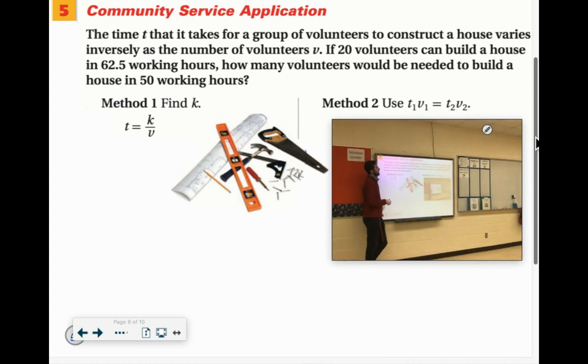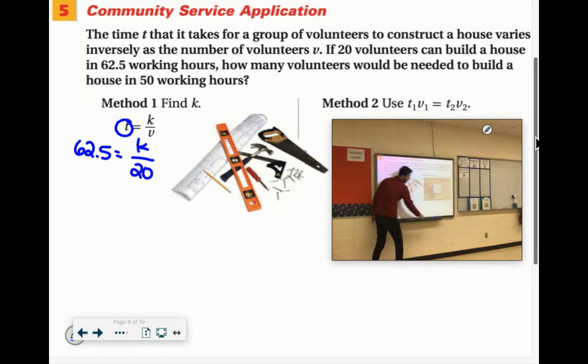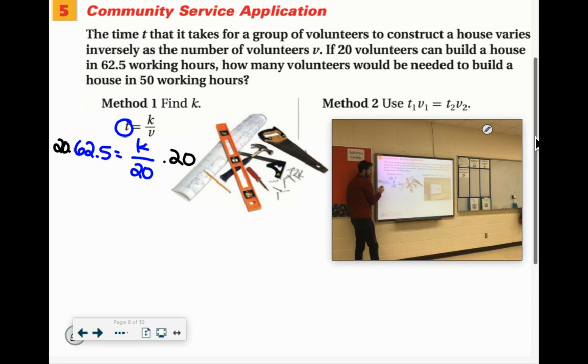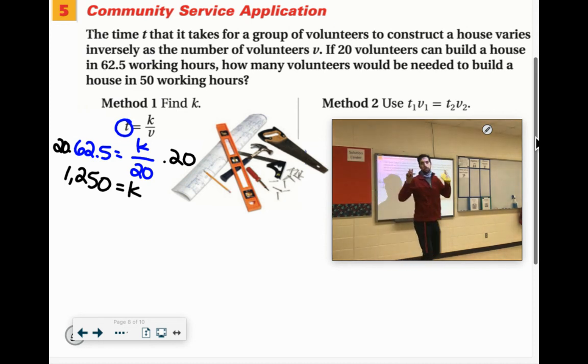So first, let's find k. The first group of people built the house. Their time was 62.5 hours. We're looking for k, and that was with 20 volunteers. So if we are solving for that constant of variation, we could multiply by 20 on both sides, which would give us 1,250. That's the number of labor hours we need total to build this house.